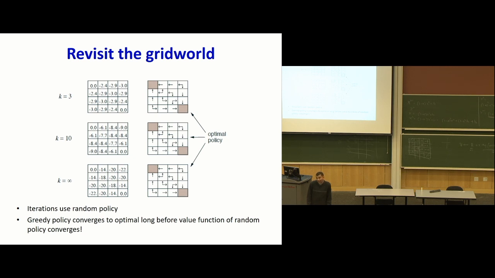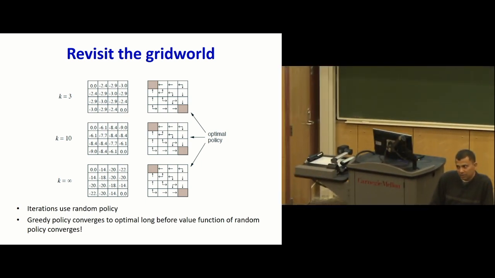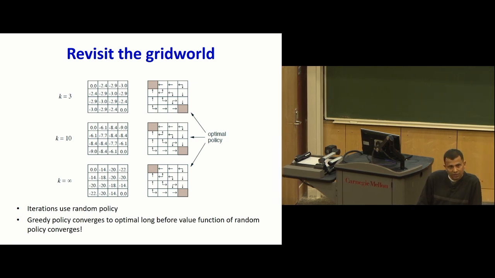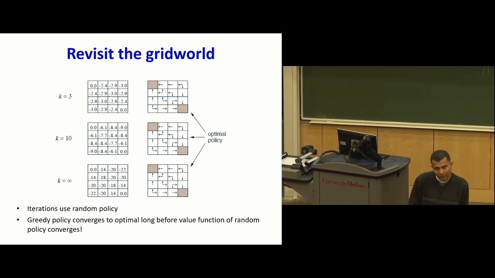right? And the more interesting thing is the optimal policy that you get, you find the optimal policy way before you find the actual value of the states. After the third iteration, the policy that you come up with is already the same as the policy you would have after infinite iterations. See what I mean? Right?